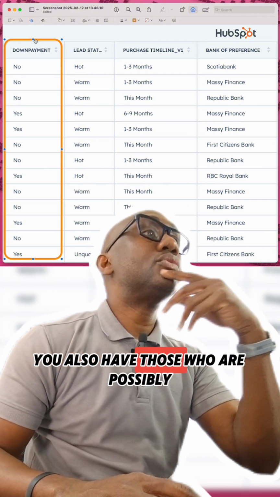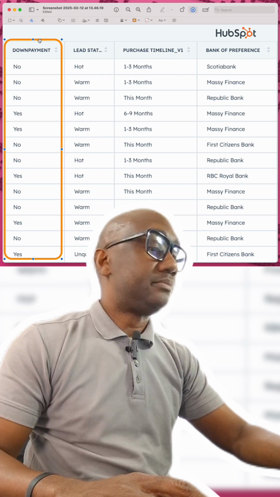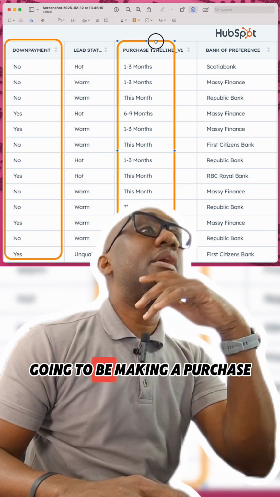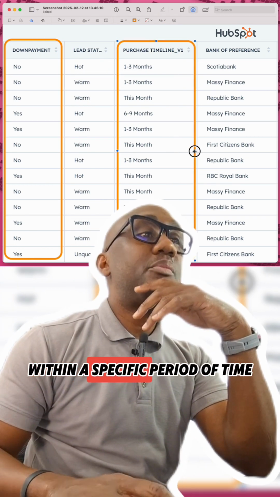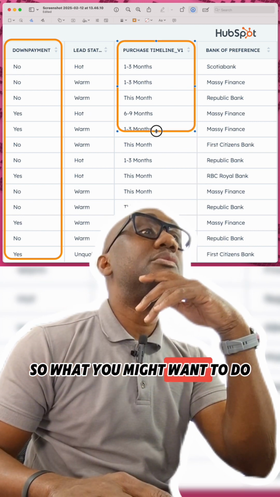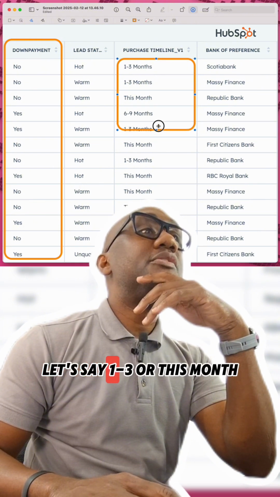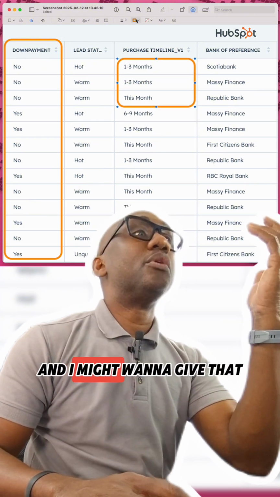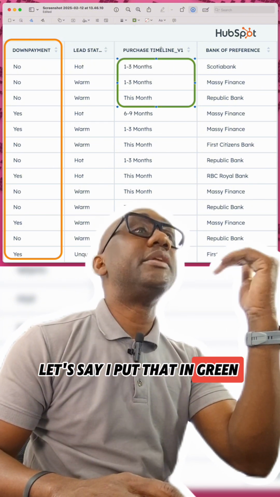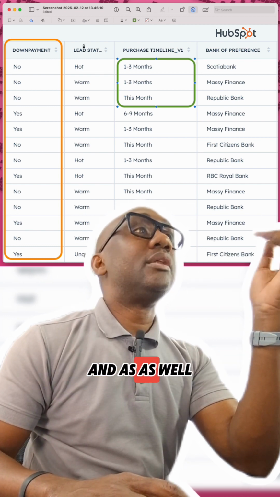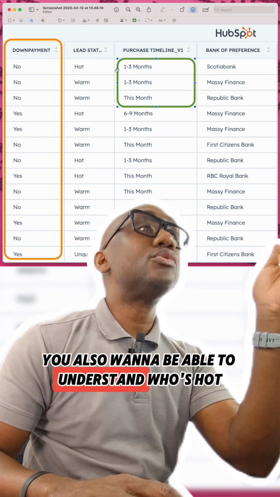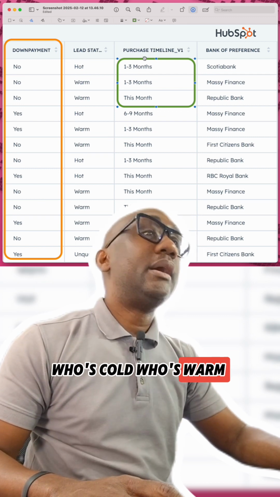You also have those who are possibly going to be making a purchase within a specific period of time. So what you might want to do is look at persons who want to purchase within, let's say, the 1 to 3 or this month. And I might want to give that, let's say I put that in green, right? And as well, you also want to be able to understand who's hot, who's cold, who's warm, etc.